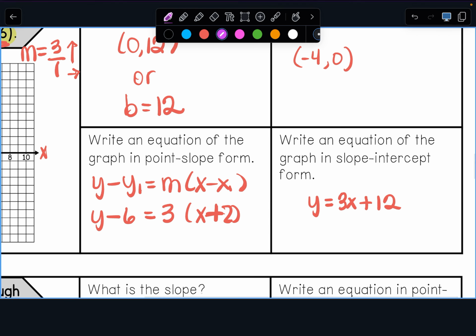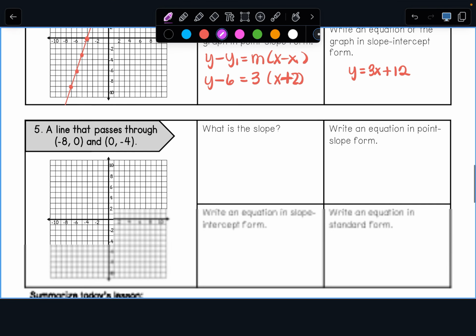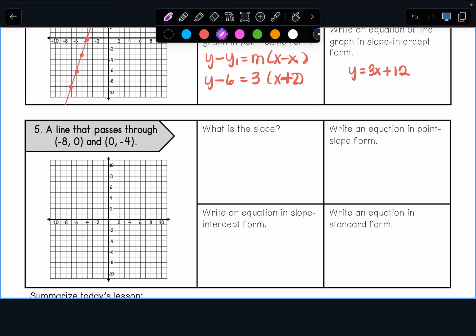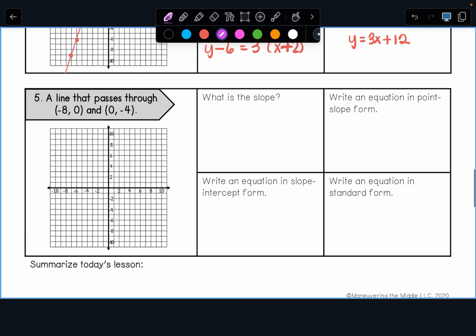Number 5. All right, we get a line that passes through those 2 points. How am I going to graph this? Just graph the points. -8, 0. Just graph the points. Don't make it more difficult than it is.